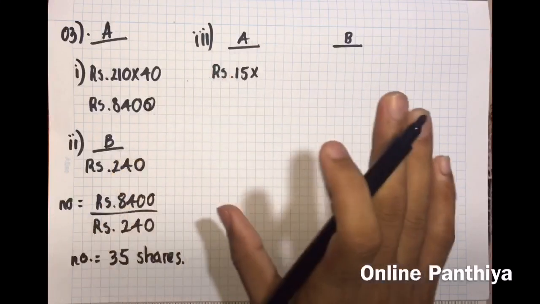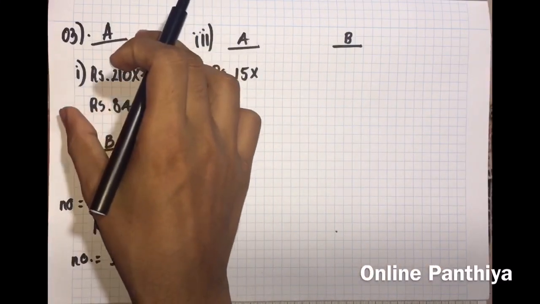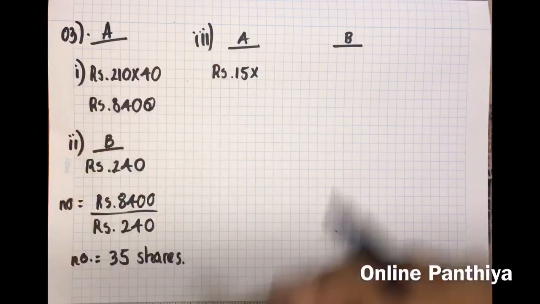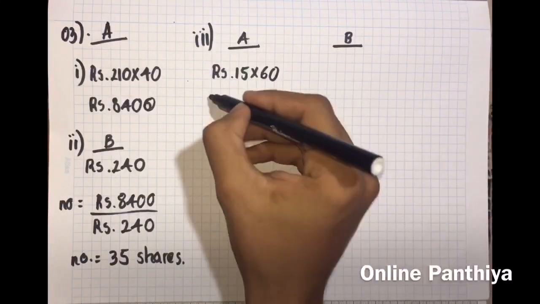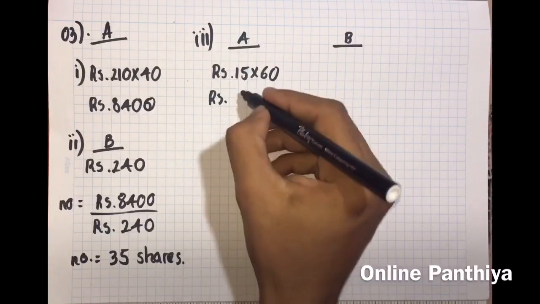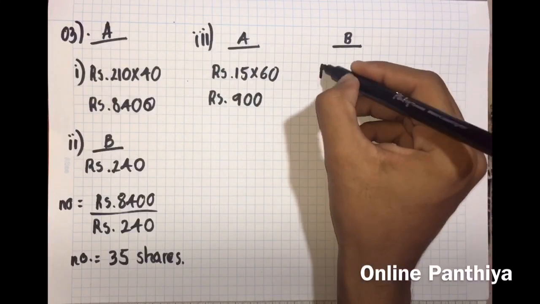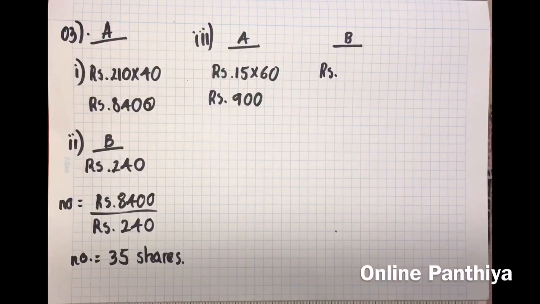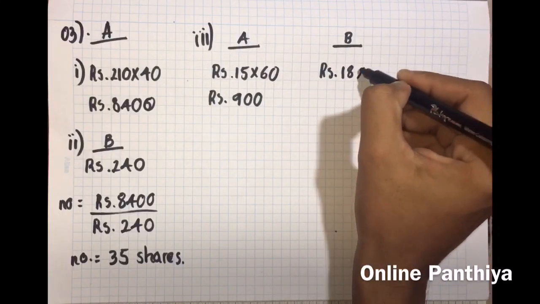Is it 100? No, he owned only 60, because first he owned 100 and out of that 40 he had already sold. Therefore the balance he had is only 60. So you find the total here. 15 multiplied by 60 is going to give you how much? Yeah, 900. So in company B he is getting a dividend of how much? Yeah, 18. He's getting the dividend is more here.